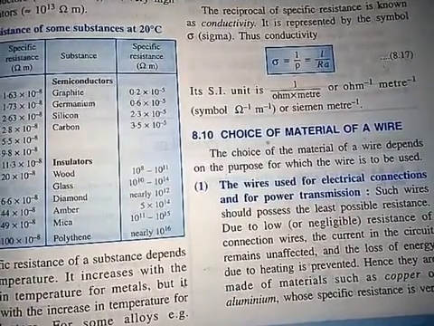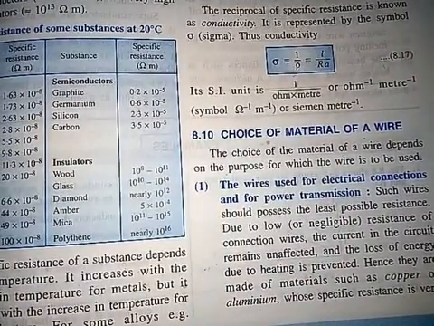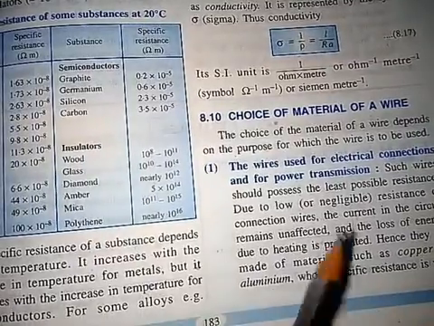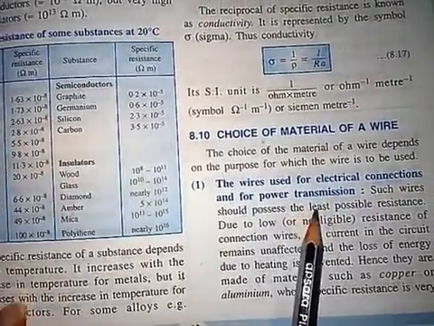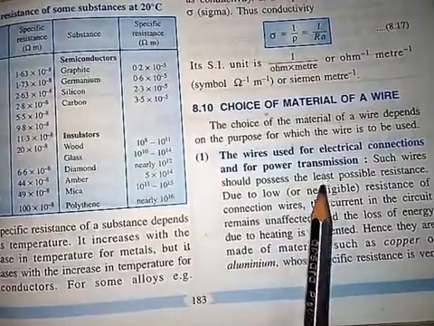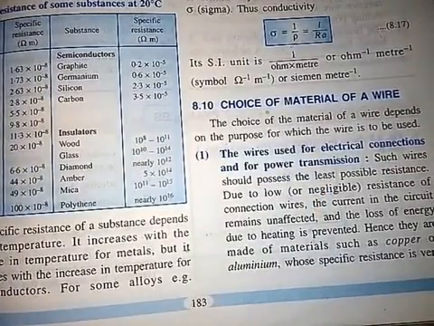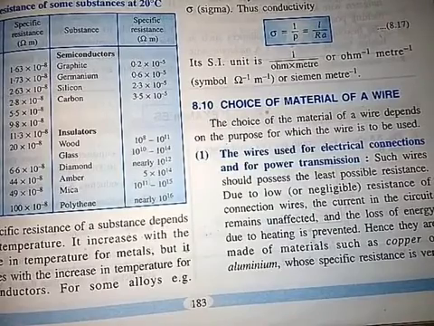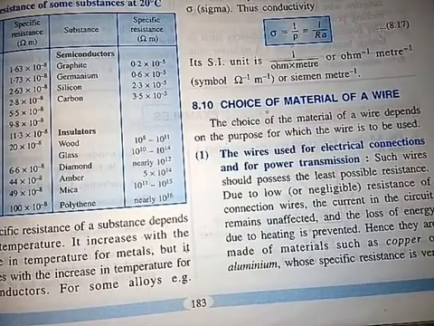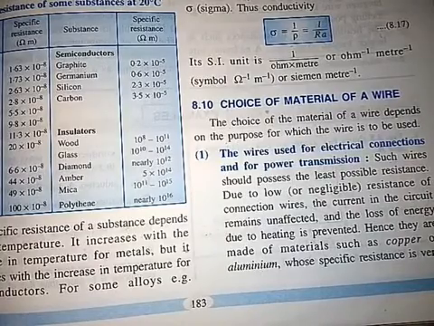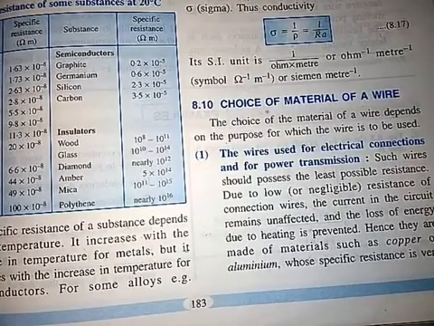Now, how do we choose a material for a wire, for a connecting wire or a resistance wire? The wires used for electrical connections and for power transmission should have the least possible resistance. Due to the low or negligible resistance of a connection wire, the current in the circuit remains unaffected. Hence, we use copper or aluminium for the connecting wires because their specific resistance is very low.